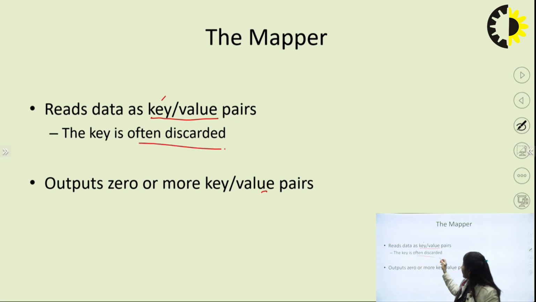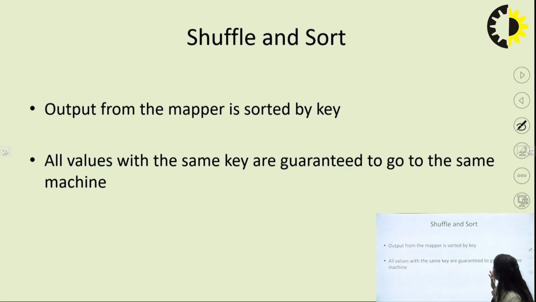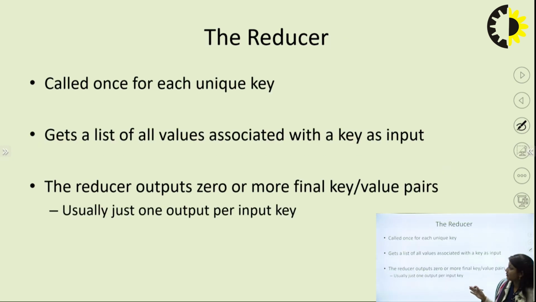So the key is often discarded and outputs 0 or more key value pairs. If we have the same key, we are going to merge that data, or if there is no key associated with that data, then the output will be 0. Then shuffle and sort. Output from the mapper is sorted by the key, and all values with the same key are guaranteed to go to the same machine.